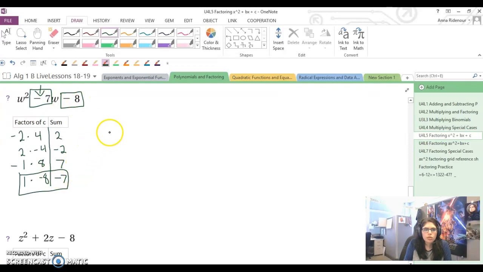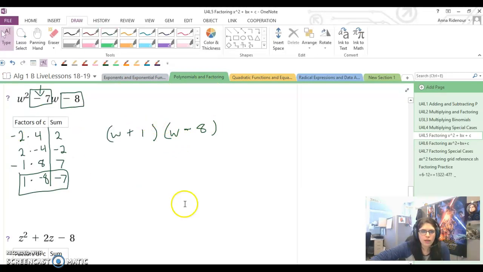So now that I know those two numbers, I'm going to set up my parentheses. I'm going to put my variable in, which this time it's a w. And then I just fill it in with the numbers and their corresponding signs. So I have a positive 1, so I have a w plus 1. And then I have a negative 8, so then my other factor is w minus 8. And once again, you can use FOIL, multiply it out, make sure that your answer is correct.